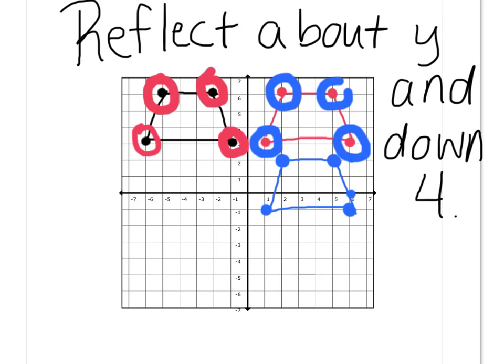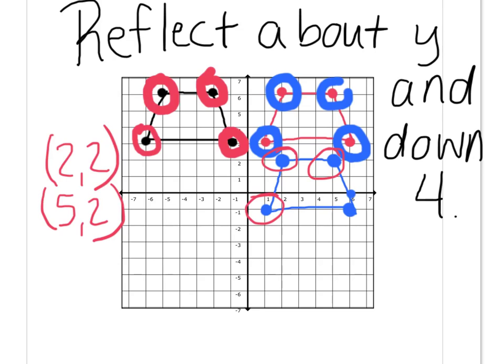So your final answers would be this point, which is 2, 2. This point, which is 5, 2. This one, 1, negative 1. And this one is 5, negative 1.